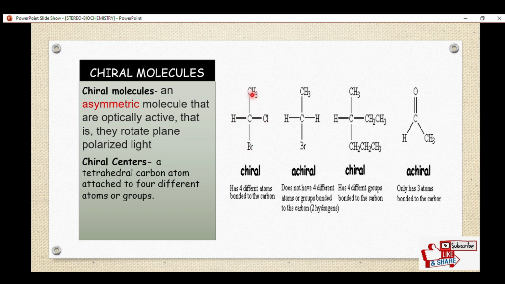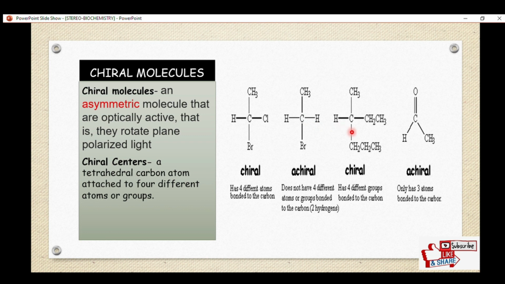So we can represent them by A, B, C, D. A is different from B, B is different from C, C is different from D, and D is different from A. So this compound can be termed a chiral molecule, and the carbon here can also be termed a chiral center or a chiral carbon. Why? Because it has four different atoms bonded to the carbon. Likewise, we have achiral. An achiral carbon does not have four different atoms or groups bonded to it. This is because it has two hydrogens, and these hydrogens are similar, so they can't be different.